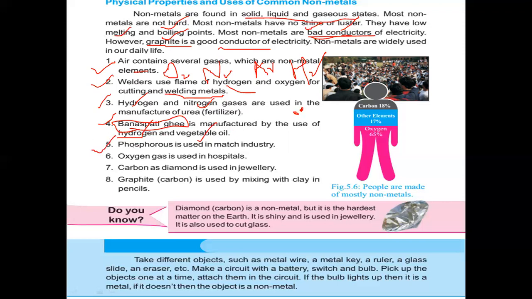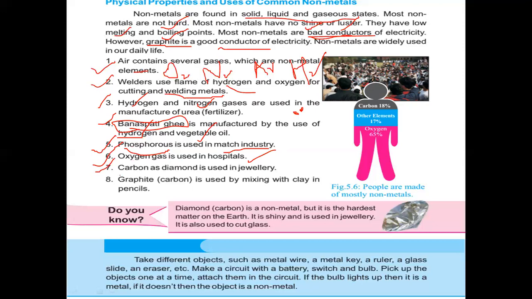Number five, phosphorus is used in the match industry. The match industry is how we make matchsticks to burn, for burning stoves and for any burning purposes. Number six, oxygen gas is used in hospitals. We know very well that heart patients, lung patients, and lots of other patients require oxygen gas in the hospital. So we have cylinders filled with oxygen, and this gas can save their lives.